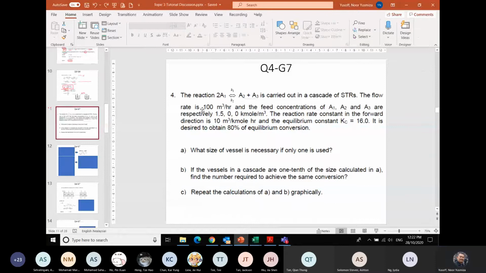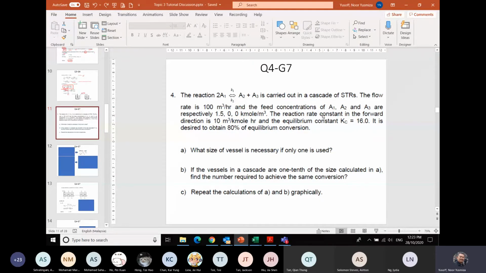All right. So we have a reversible reaction here, A1 going to A2 and A3, which are your products, with k1 and k2 as the rate constants. k1 is the forward and k2 is the backward rate constant. You want to carry out this reaction in a cascade of stirred tank reactors, so maybe there is more than one. You are given the flow rate, and this refers to the volumetric flow rate because the unit is cubic meter per hour. And you have the feed concentrations of A1, A2, A3 with the corresponding values here.